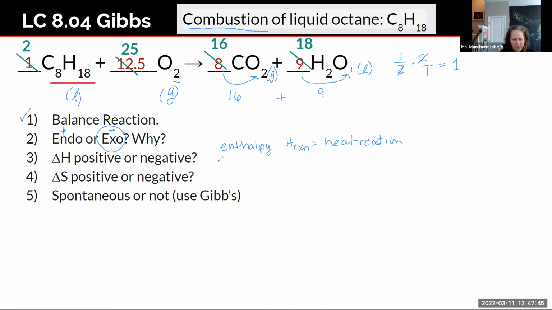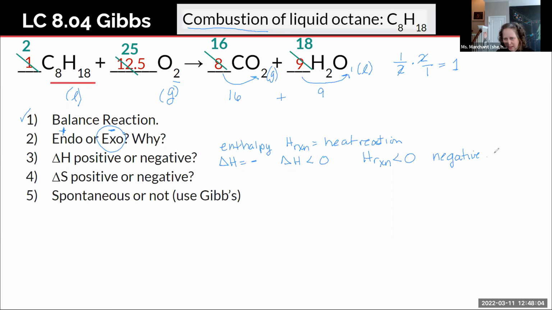Okay. So in this case, we're exo. So delta H is equal to a negative. How else could you see it written? Delta H is less than 0 because numbers less than 0 are negative. Heat of reaction, less than 0. Negative.